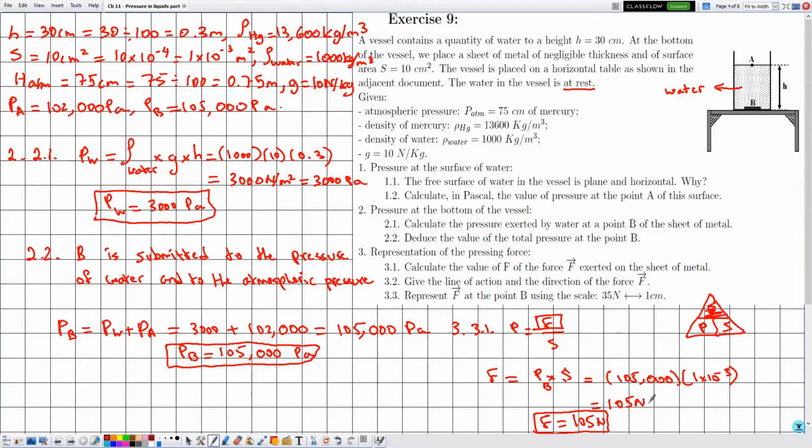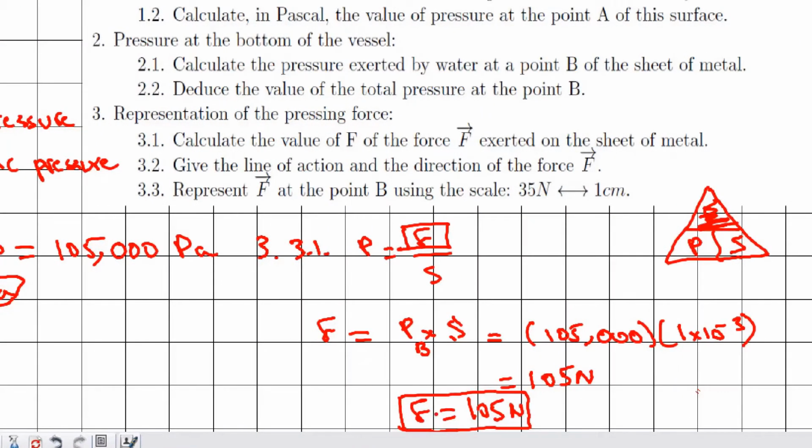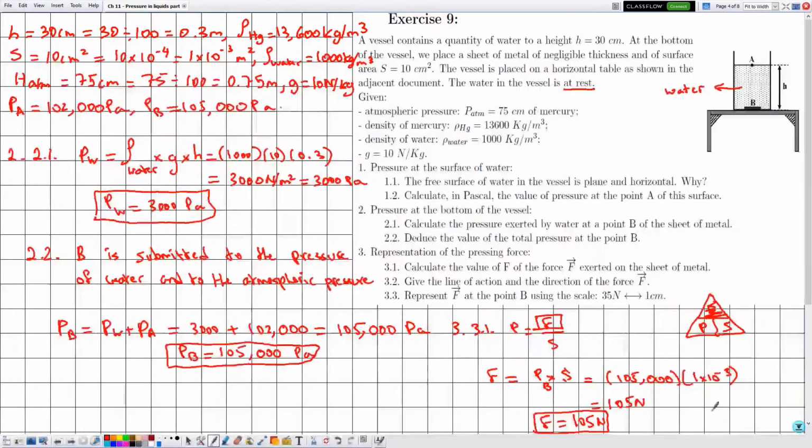Now, just a side remark, if we need to classify this force, whether it's a contact force or a force acting at a distance, we know that the only forces that act at a distance are the weight, the electric, and the magnetic. Therefore, this force is classified as a contact force.